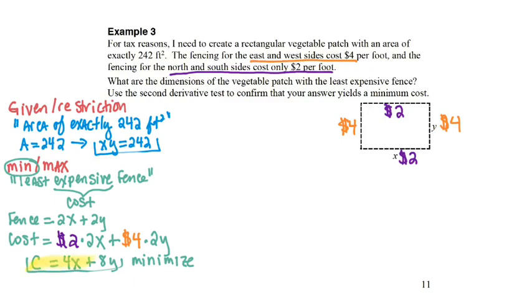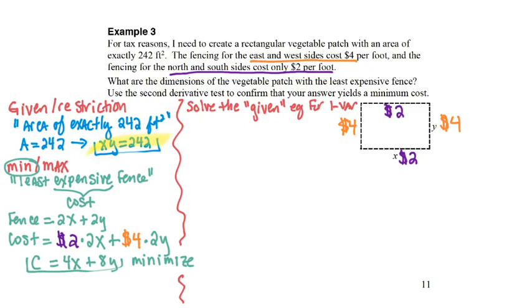Now my goal would be to take a derivative of this function and find the critical values, but as you notice, since we have two variables and we don't know how to take a two-variable derivative yet, what we're going to have to do is solve the given equation for one variable. So I'm going to take my given equation of xy equals 242 and go ahead and solve for x.